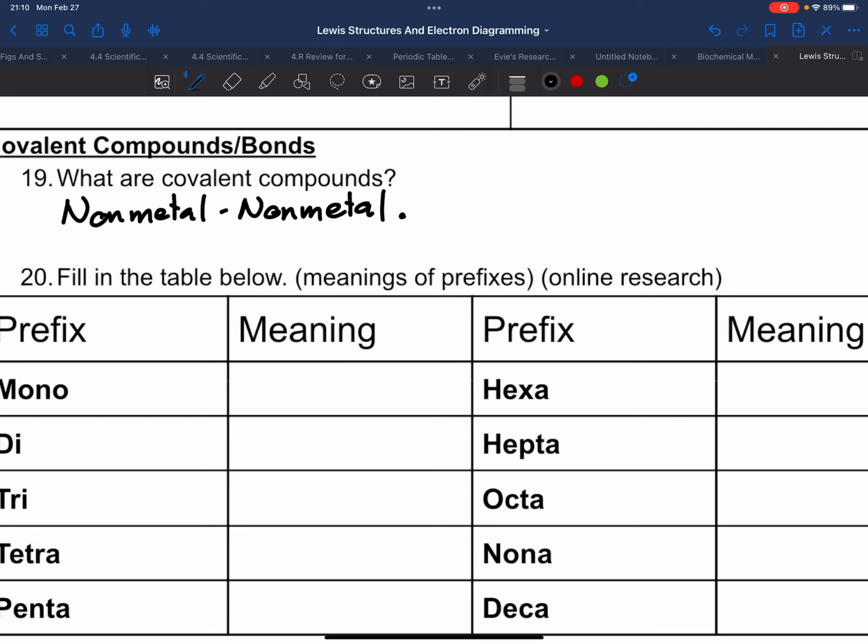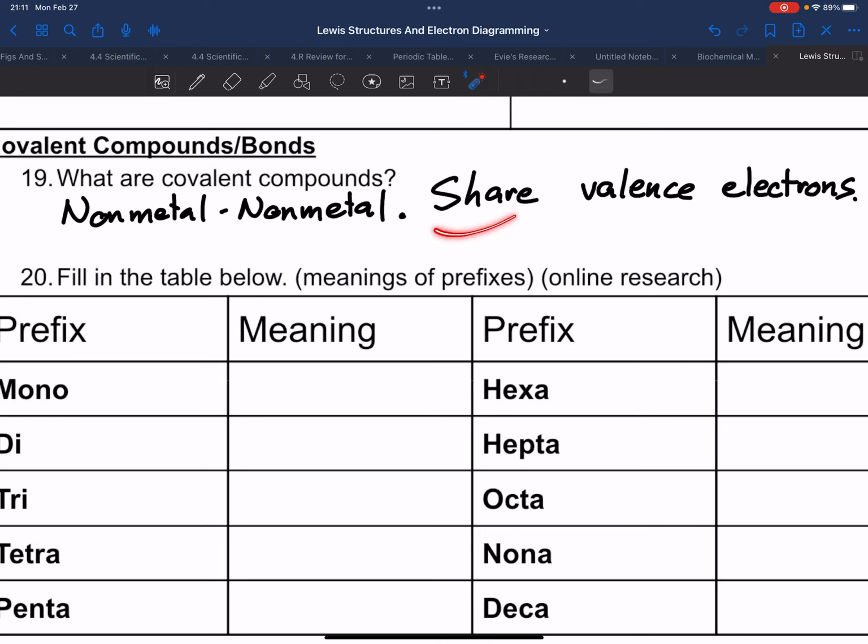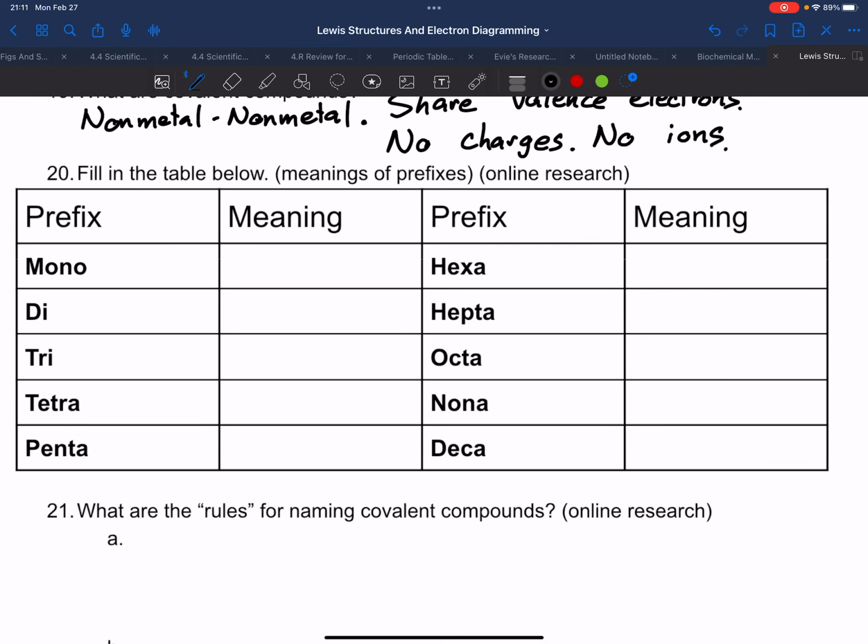Okay. Now, the difference between an ionic bond and a covalent bond is that covalent bonds share valence electrons rather than seeing a transfer of electrons, right? And with them sharing, there are no charges. There are no charges to worry about. There are no ions. That's why they're not called ionic bonds, because if there were ions, we would call them ionic bonds, right?